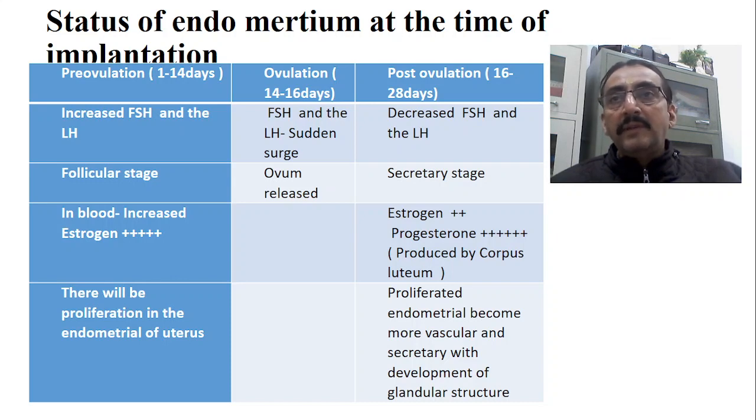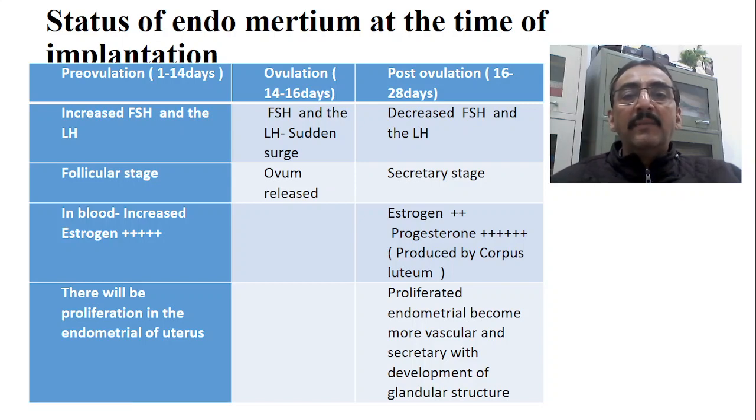And if the fertilized ovum does not come there for implantation, then one day, usually at the end of the period, this will shed. The whole content of this endometrium is going to shed. So these are, in short, the changes which take place in the endometrium at the time of implantation.